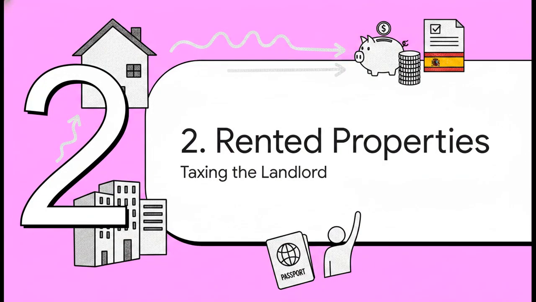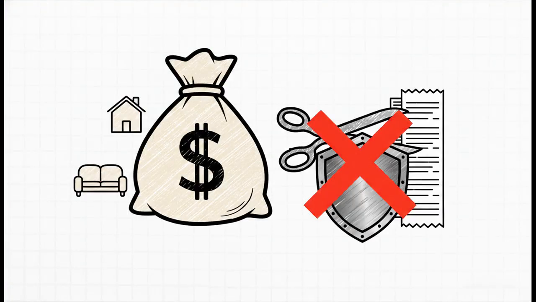Section 2. Path 1. Rented properties. Taxing the landlord. Let's look at what happens when you're acting as a non-resident landlord. The default rule here is actually pretty strict. Your tax base is the full gross amount you receive from your tenant. That includes the rent itself, plus anything else you transfer with it like furniture or appliances. You don't include value-added tax, but otherwise, it's the total gross amount.